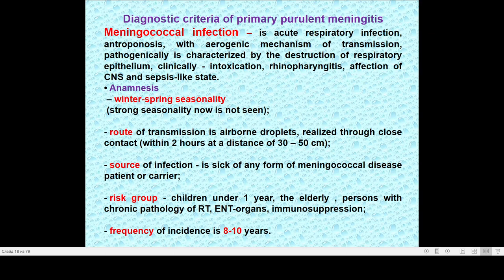Diagnostic criteria for primary purulent meningitis, for meningococcal meningitis: an acute respiratory infection, anthroponosis with aerogenic mechanism of transmission, pathogenetically characterized by destruction of the respiratory epithelium, clinically intoxication, rhinopharyngitis, affection of the central nervous system, and a sepsis-like state. In the anamnesis, winter and spring seasonality. It is very difficult to speak about prevalence, but usually it is in colder conditions. Route of transmission is airborne, the source of infection is a sick human.